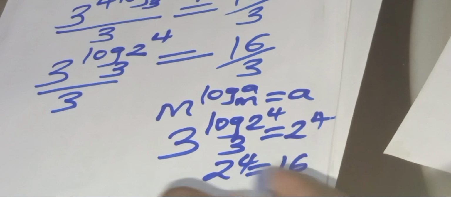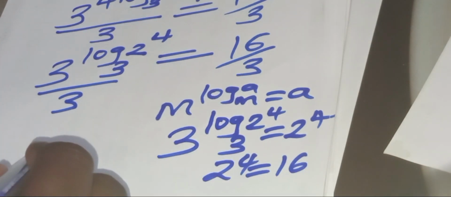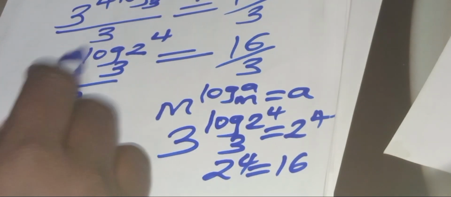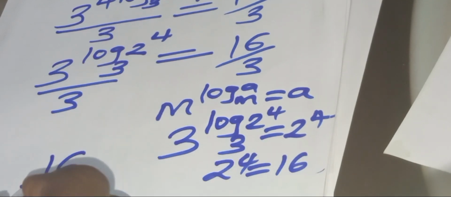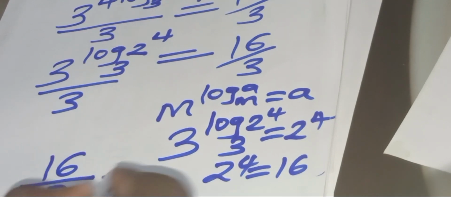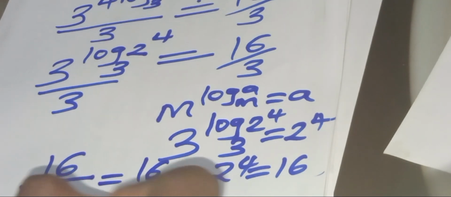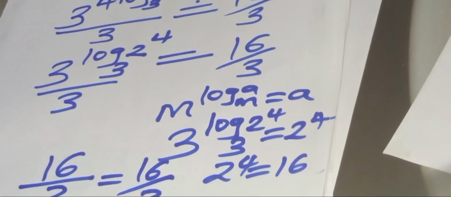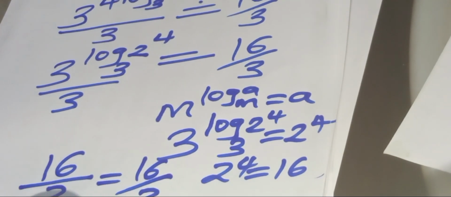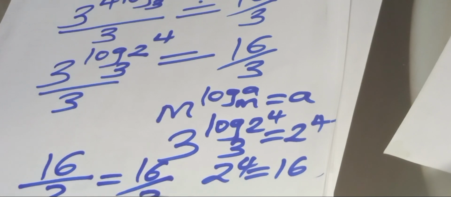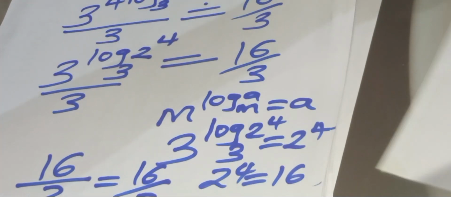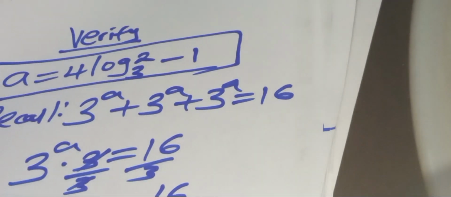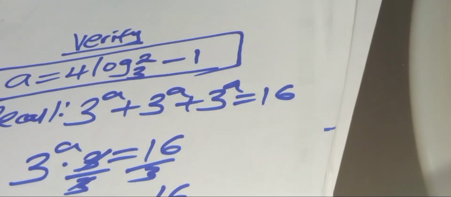Now, let's substitute this 16, so that we'll have 16 divided by 3. This should be equal to 16 divided by 3. Okay, and that affirms that the left hand side is equal to the right hand side, and that means that the value of a, which is equal to 4 log 2 to base 3 subtract 1, actually satisfies the equation.